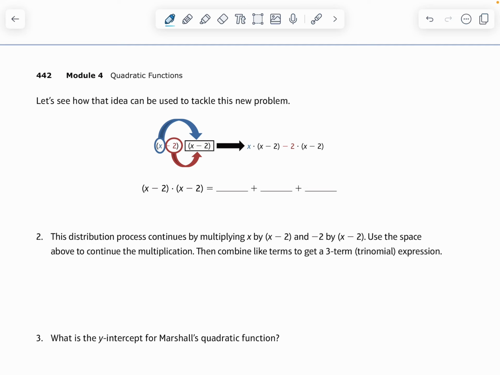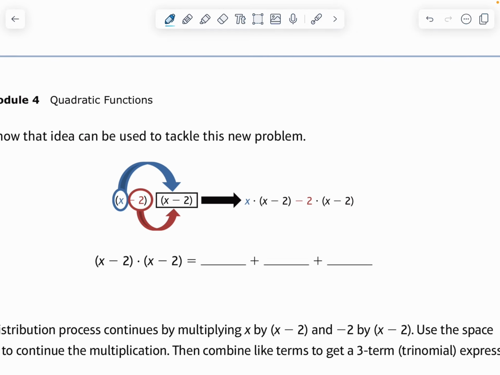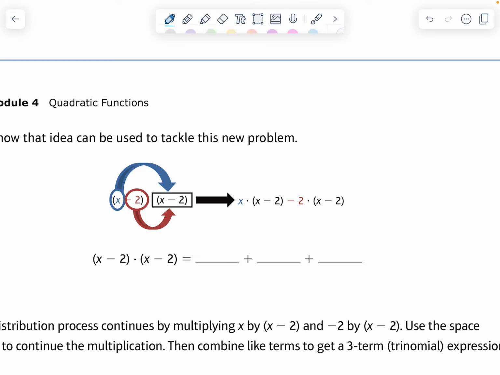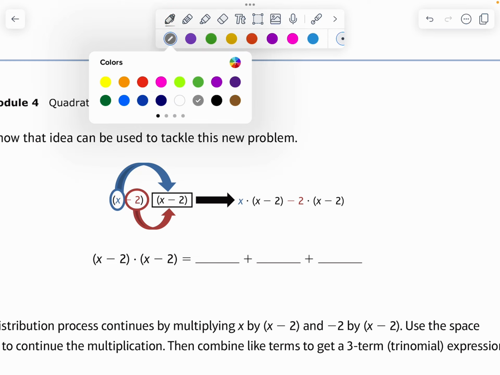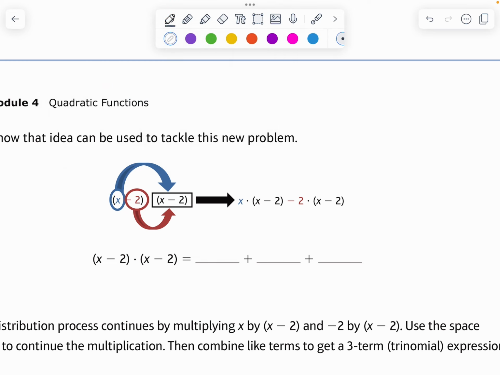So this looks kind of complicated, and there's some weird arrows on here. But watch, I'm going to just use some white out here, okay? Just think of this as, if I just had this x in front, don't you know how to multiply this already? This would be like x times (x minus 2). Isn't that what they did? Right? Here's the x times (x minus 2).